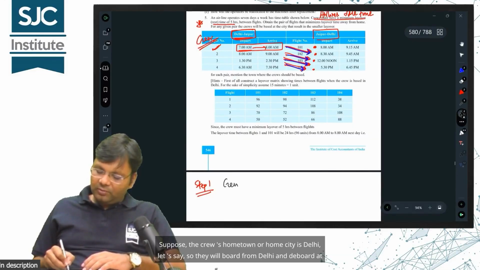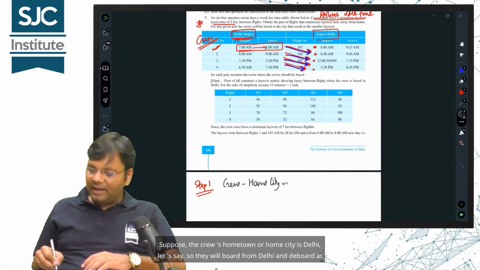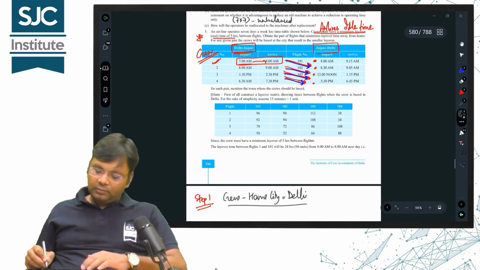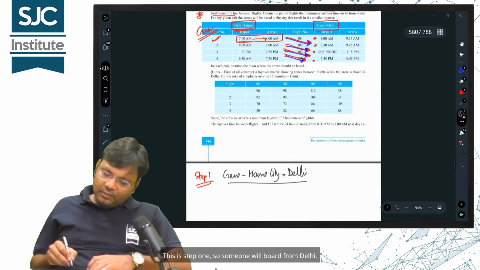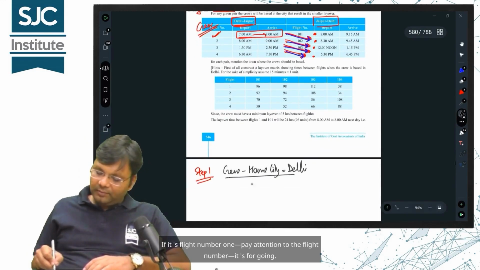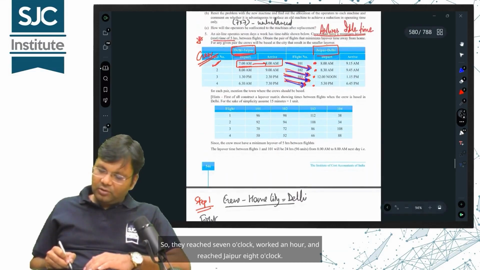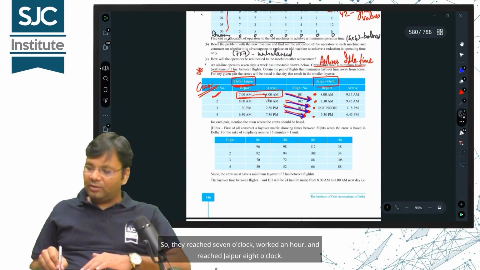Suppose the crew's hometown or home city is Delhi, so they will board from Delhi and deboard at Delhi. This is step 1, so someone will board from Delhi. If it's flight number 1, pay attention to the flight number, it's for going. So, they reached 7 o'clock, worked an hour, and reached Jaipur 8 o'clock.